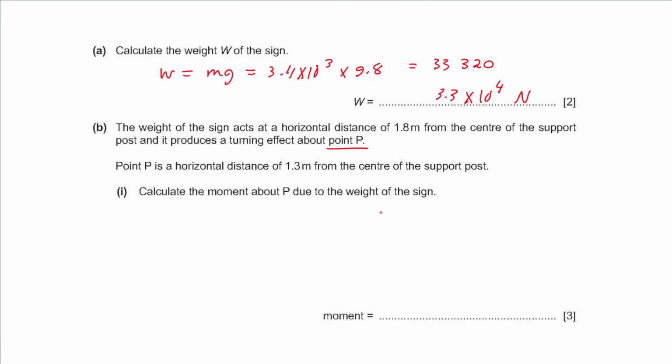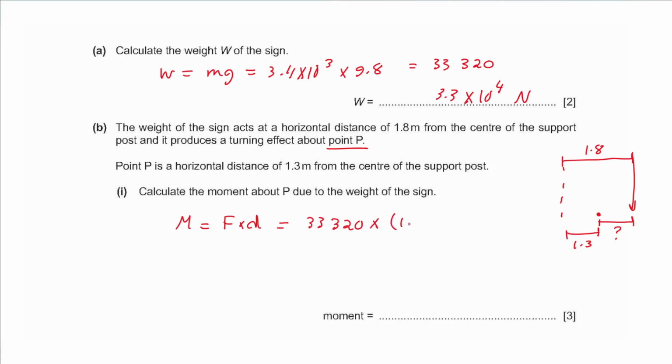Calculate the moment about P due to the weight. So if point P is here and the center is here, this distance is 1.3 and the weight is acting at a distance from the center of the pole 1.8, but we need the distance between the force and the pivot, or the point P. So this distance is equal to the subtraction 1.8 minus 1.3. So first we write down the equation for moment, force times perpendicular distance. The force is 33,320 and the distance is 1.8 minus 1.3. That gives an answer of 16,660. So it's approximately 17,000, or 1.7 times 10 to the power of 4 Newton meter.